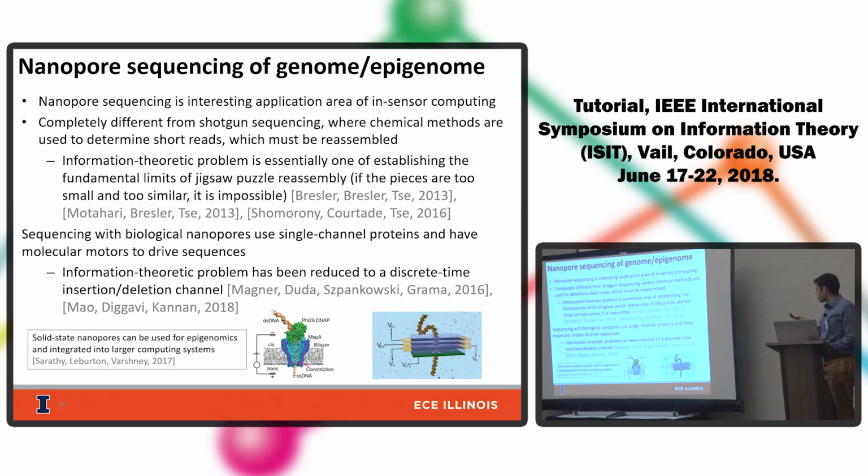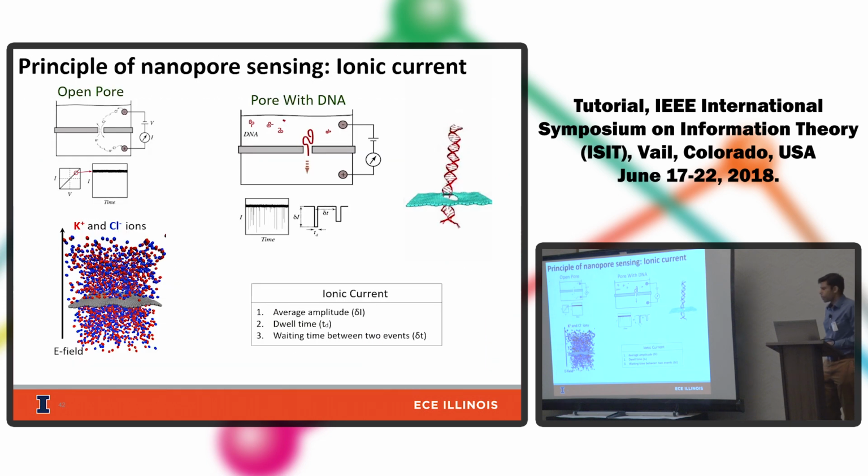Okay, what we want to talk about today is actually, instead of using biological nanopores, can we use solid-state devices and use that for sequencing? And this is especially important for epigenomics and also for integrating into larger computing systems. It's not super obvious how you integrate a biological nanopore into a larger computing system, but if it's a graphene nanopore or a molybdenum disulfide nanopore, it's much easier to do. And further, there's signals that can measure, say, methylation patterns.